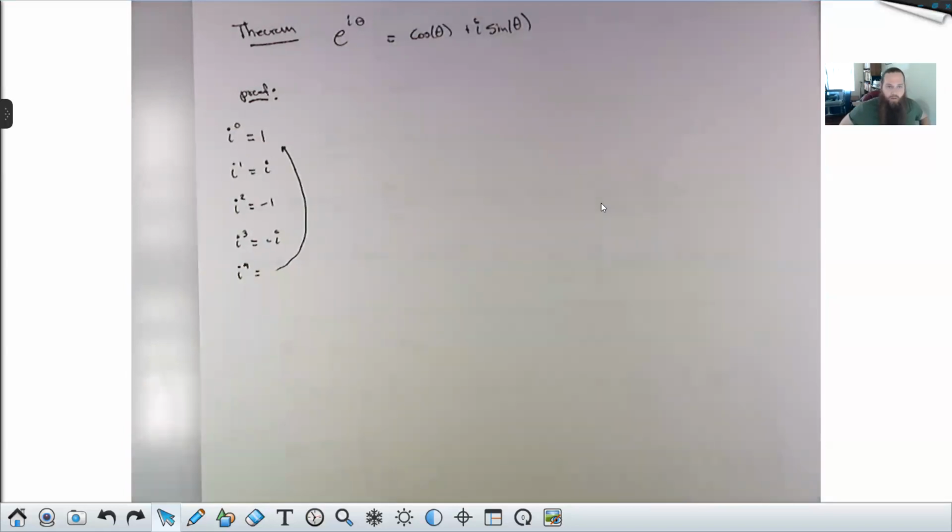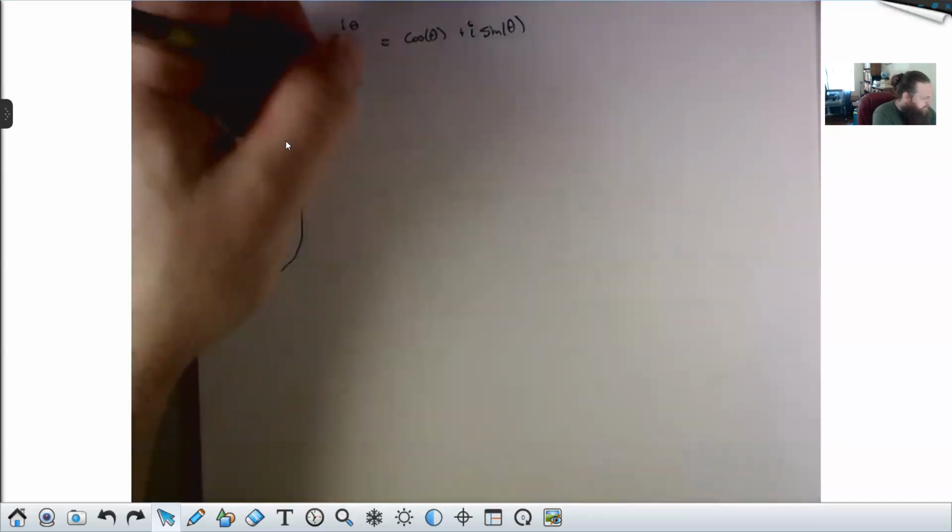So in other words, you can reduce powers of i mod 4. Every 4 they loop. So if you know where you are in that modulo 4 cycle, you can say what any power of i is. For example, i to the 100 has to be 1, right? Because 100 is divisible by 4. i to the 103 is the same as i cubed, because the remainder when you divide 103 by 4 is 3. So you just figure out where you are in this cycle, and I can tell you any power of i.